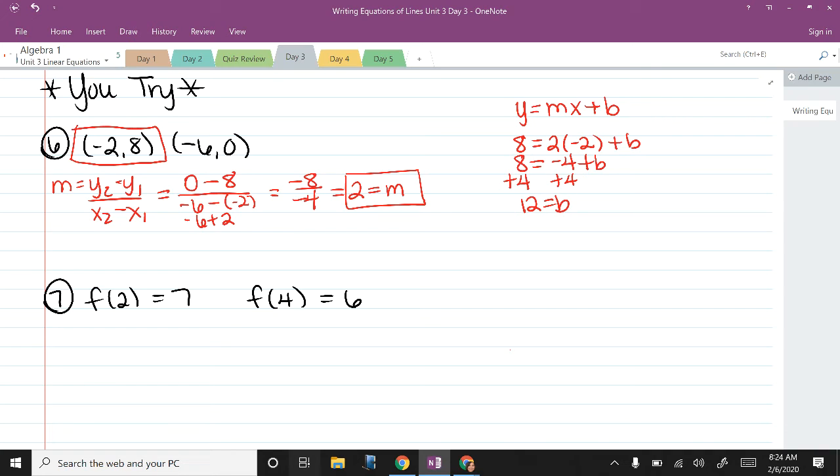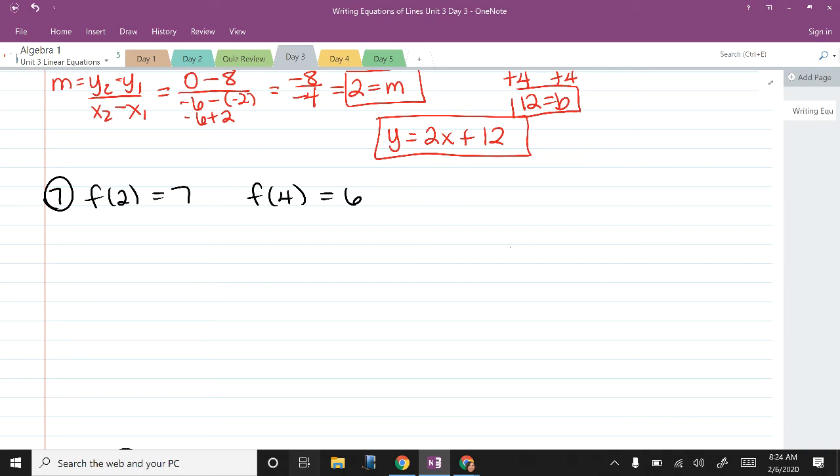All right. Do I need to work it using another point? Is everybody okay and got 12 for B, right? Okay. So now I've got M and B. Y equals 2x plus 12. Raise your hand if you got that for your final equation. We good? Okay.